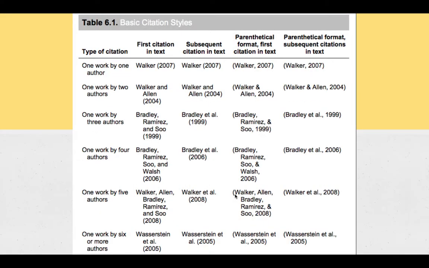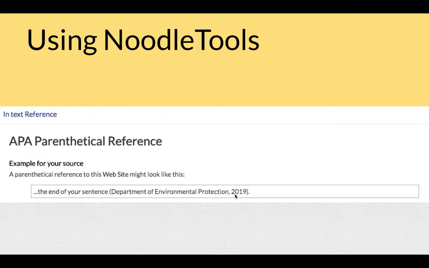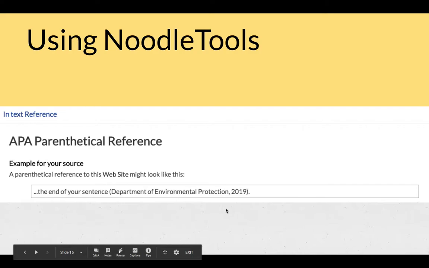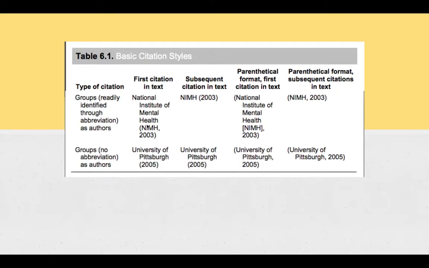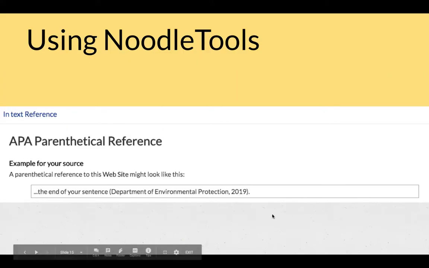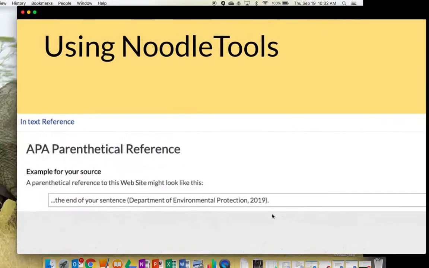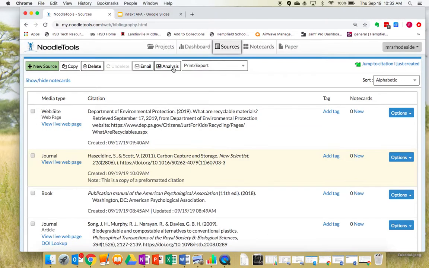So if I flip back, here's my Department of Environmental Protection, and that would be one of my groups. And my group is actually going to have an abbreviation. We frequently call it the DEP. So I would add that DEP into my citation. So Noodle Tools can be super helpful. I'm going to show you what it looks like in action.